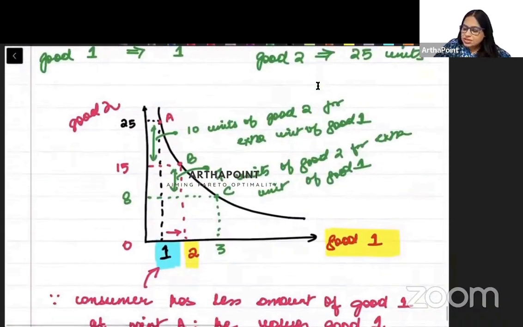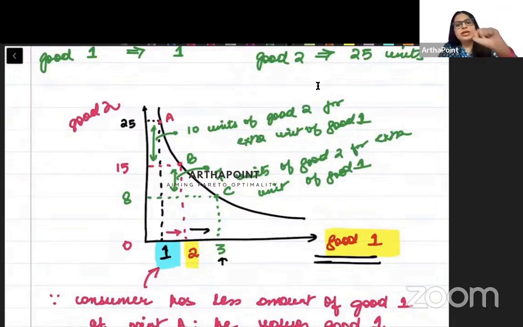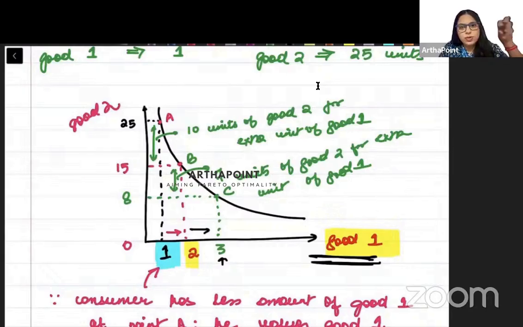So you realize that as the amount of good 1 increases, as you move from point A to B to C, good 1 का consumption बढ़ रहा है. The amount of good 1 is increasing. And as the amount of good 1 is increasing, the consumer is willing to give up less of good 2 for an extra unit of good 1. Consumer कम good 2 देना चाहता है एक extra good 1 के लिए.